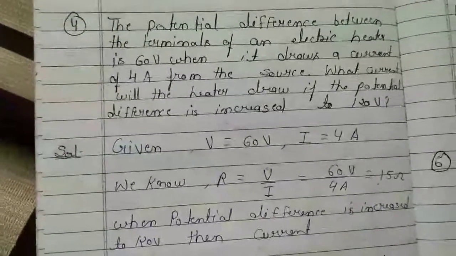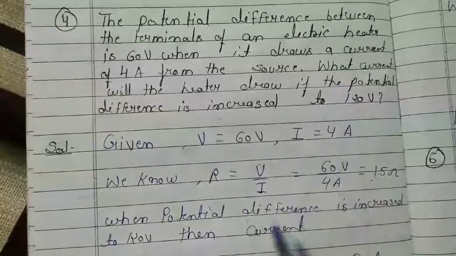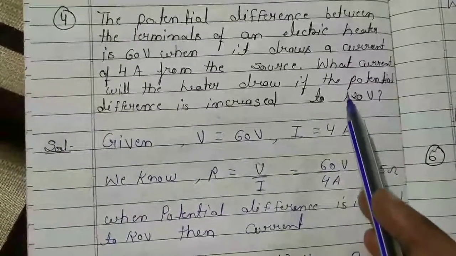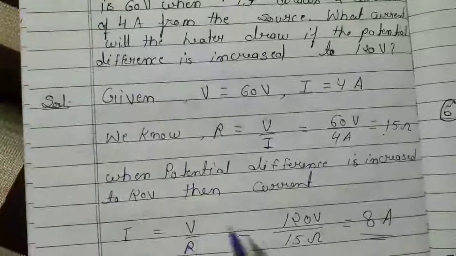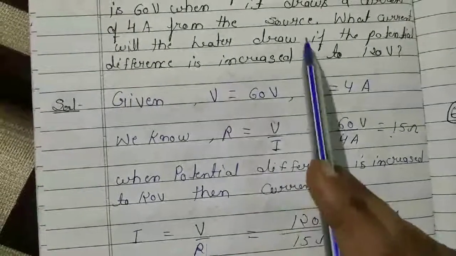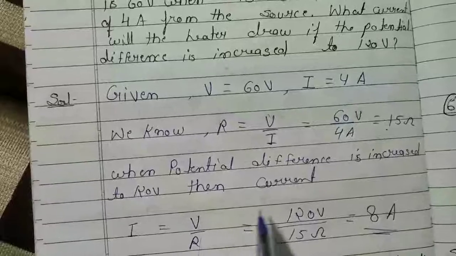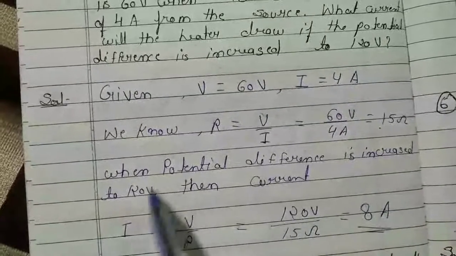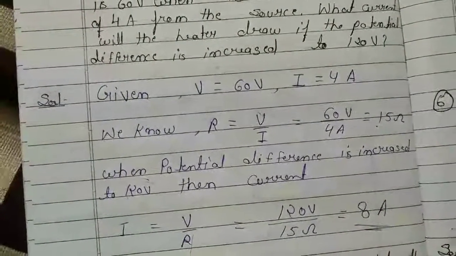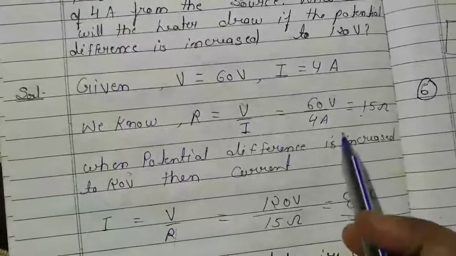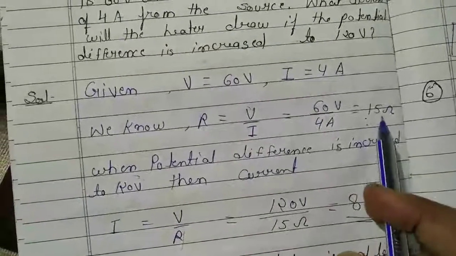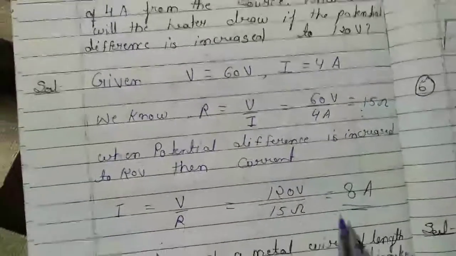Now when the potential difference is increased to 120 volt, we have to find I, the current. From Ohm's law, I is V upon R. So V is 120 volt and R, we have already found, is 15. So the answer is 8 ampere.